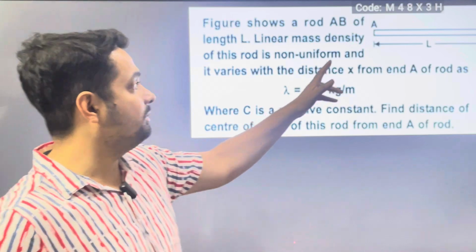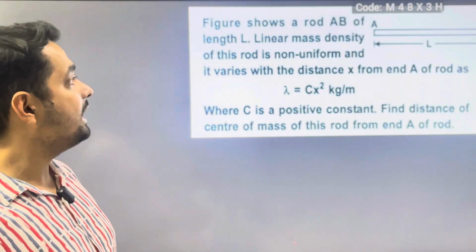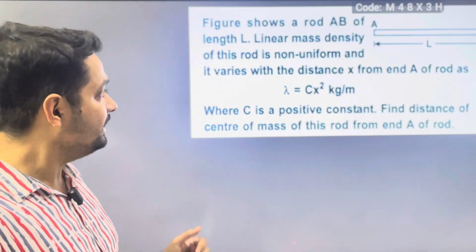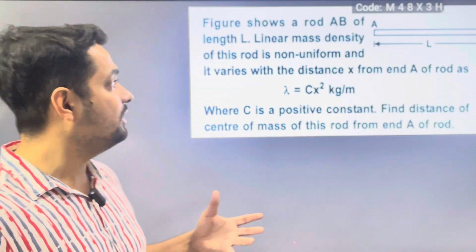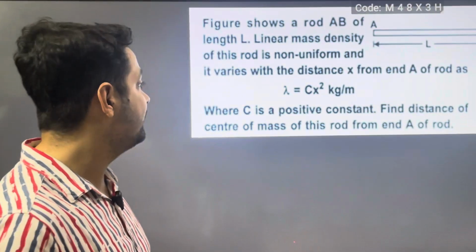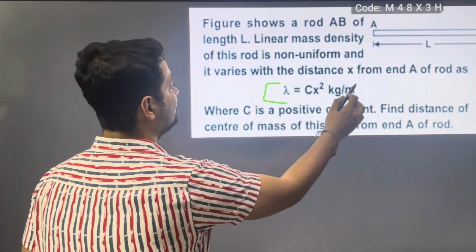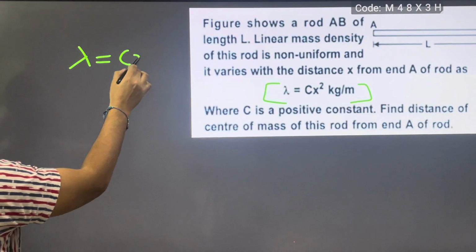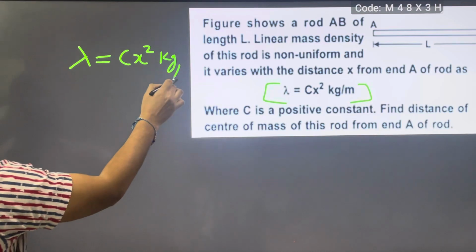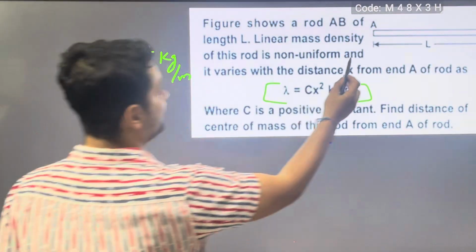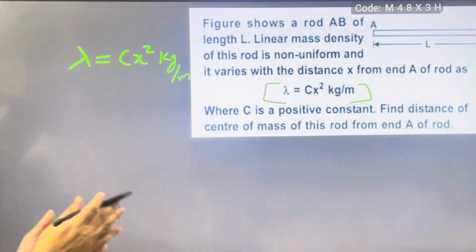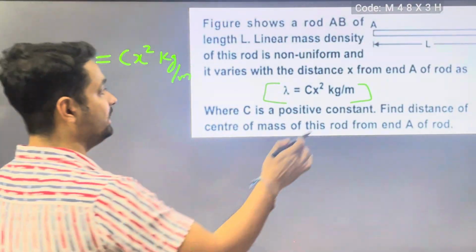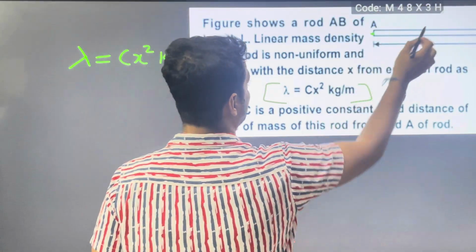The figure shows a rod AB of length L, and it's given that it has non-uniform density. It means the mass density is not uniform, it is changing, and it is given that lambda equals cx square kg per meter, where c is a constant. We have to find the center of mass of the rod from point A.